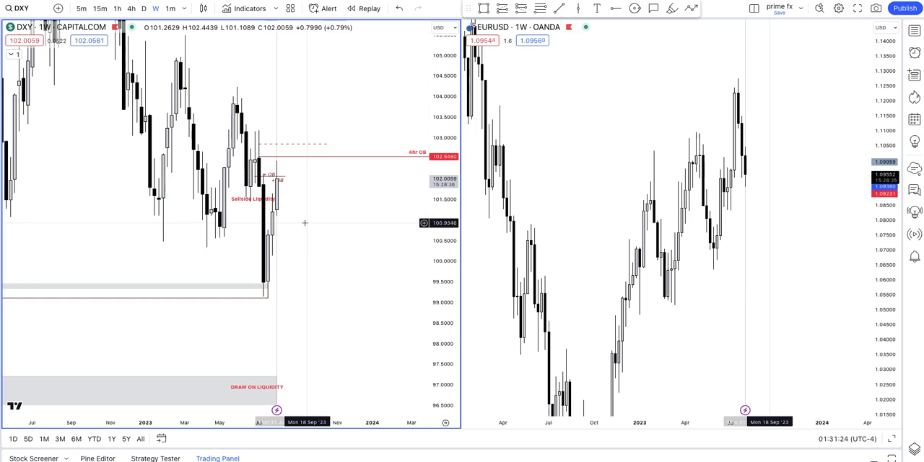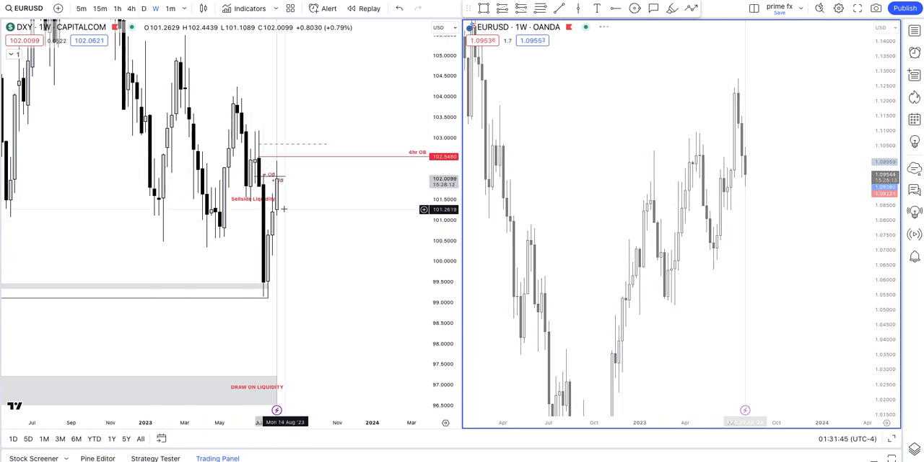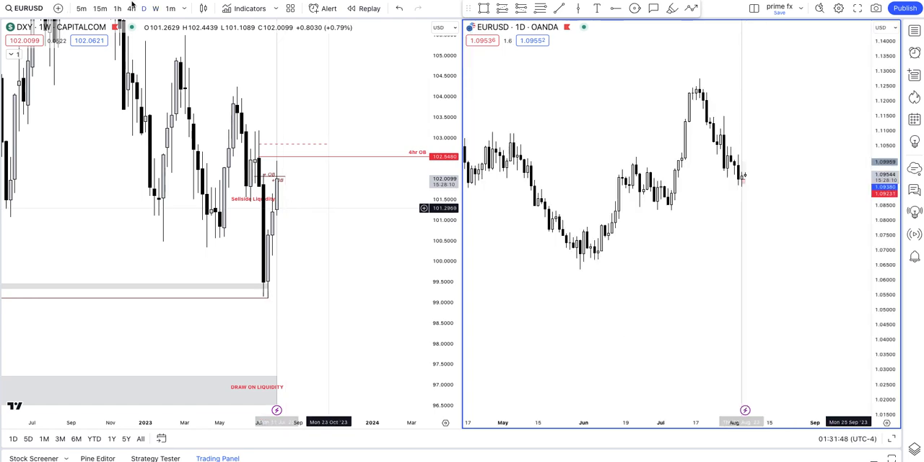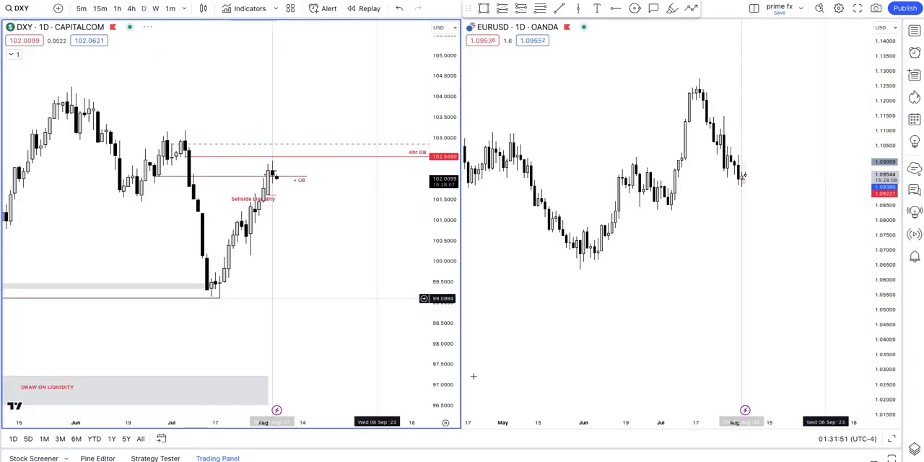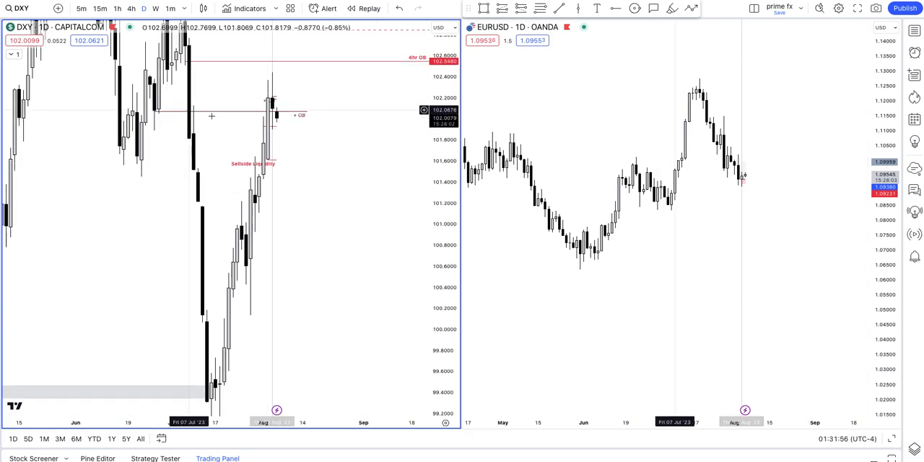So one, we were anticipating price to go into this order block. And over here also, I never correlated it with the Euro USD bar. Here it is. We saw price going into this order block a few days ago, and then we are anticipating price to at least get to this order block level.